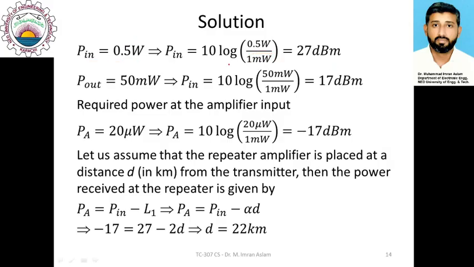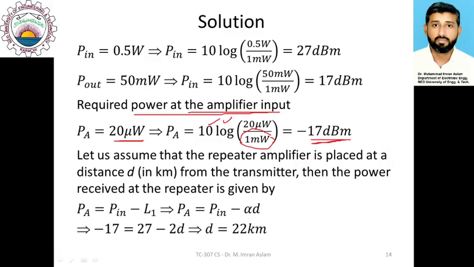So if we transform this Pin into dBm, this will become 27 dBm by simply dividing it by 1 milliwatt, taking log and multiplying by 10. Similarly, the output power is given as 50 milliwatt. If you transform this into dBm, it will give the value of 17 dBm. The required power at the amplifiers is 20 milliwatt. Again, we need to calculate it in dBm, so I have divided it by 1 milliwatt and then taken log and multiplied by 10.